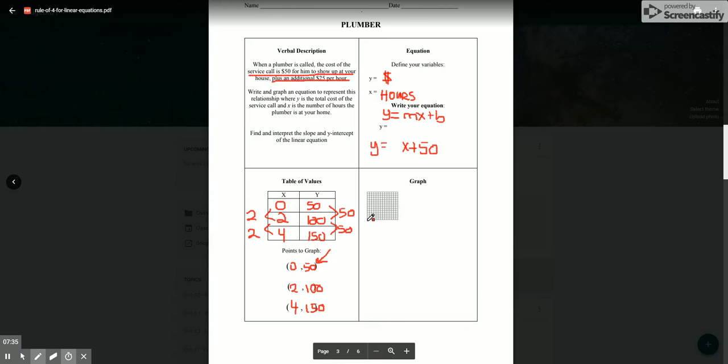And then to get our slope, we divide our delta y by our delta x. So 50 divided by 2 is 25. 50 divided by 2 is 25. They're the same. So we have a constant rate of change of 25 over 1.